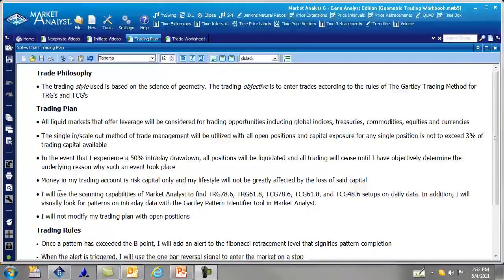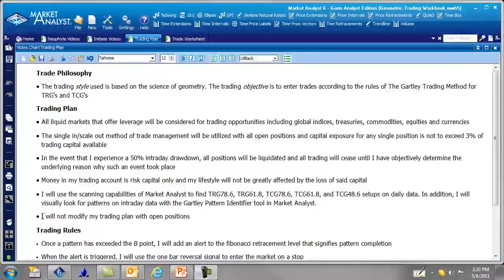The next point is I will use the scanning capabilities of Market Analyst to find TRG 786 and 618 and TCG 786, 618, and 486 setups on daily data. In addition, I will visually look for patterns on intraday data with the Gartley pattern identifier tool in Market Analyst. So remember, we can only scan for daily data, weekly data, monthly data. So if you want to look for Gartleys on intraday data, you're going to have to do that visually. And one of the things that can help you is that Gartley pattern identifier tool. So you can apply that to all your different charts that you want to keep an eye on.